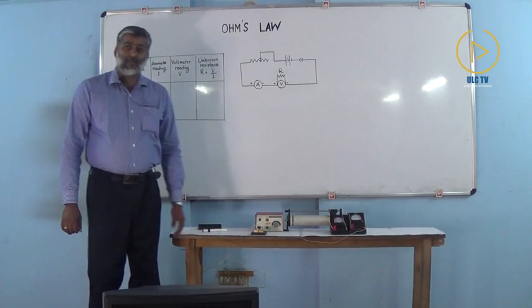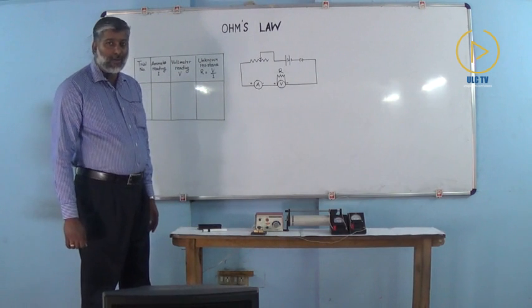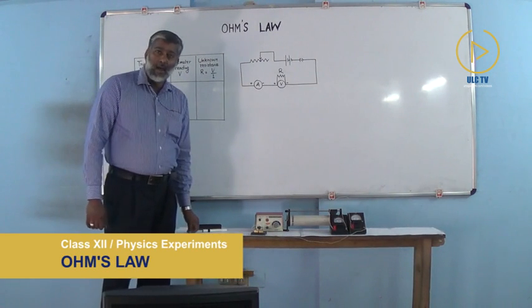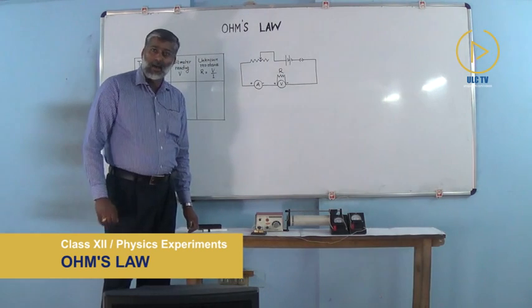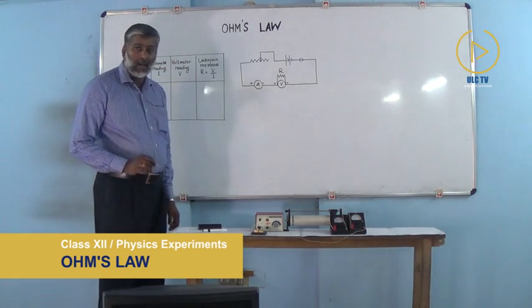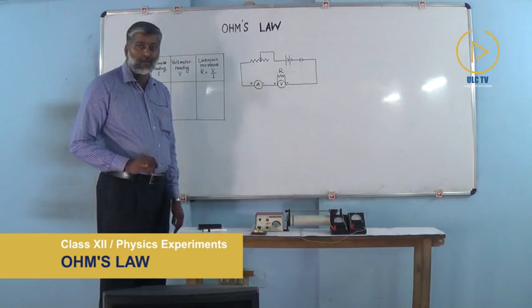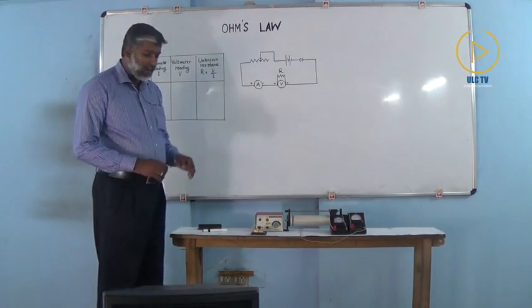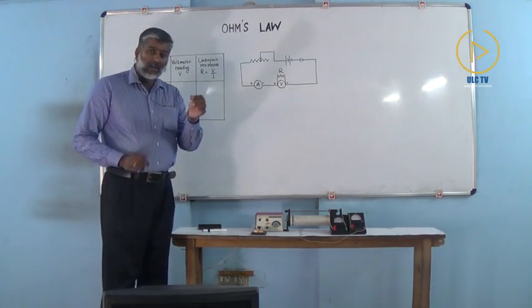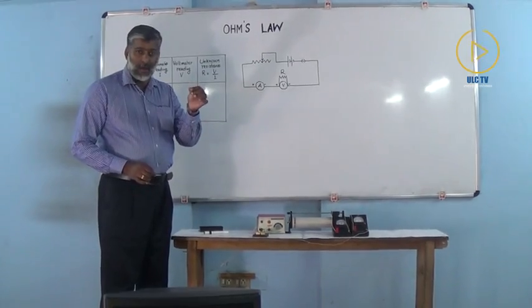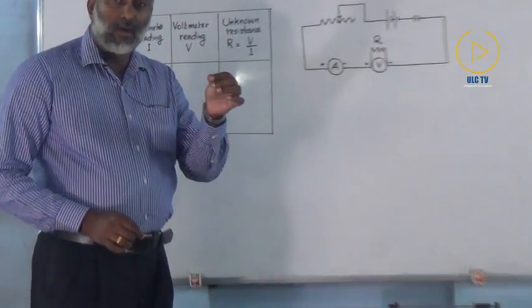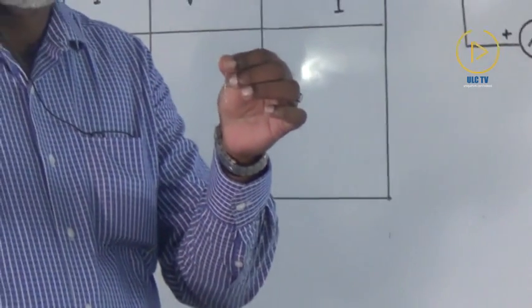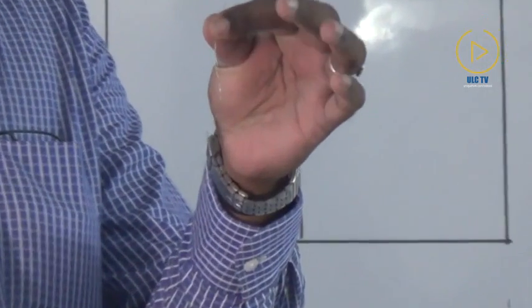In lower course itself we have studied about Ohm's law. You know the statement of Ohm's law: at a constant temperature, current through a conductor is directly proportional to the potential difference between the ends. Now let us see. This is a resistance wire. So we are going to calculate the resistance of this wire using Ohm's law.